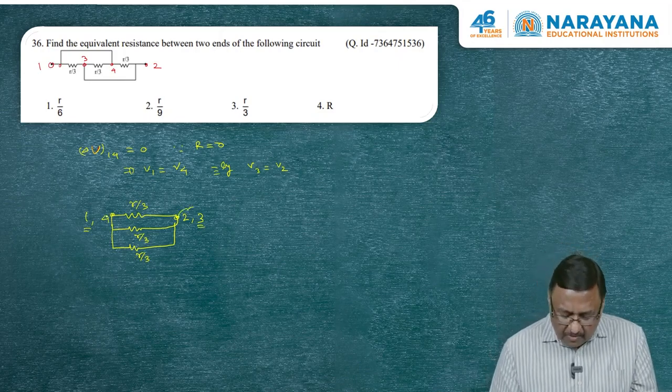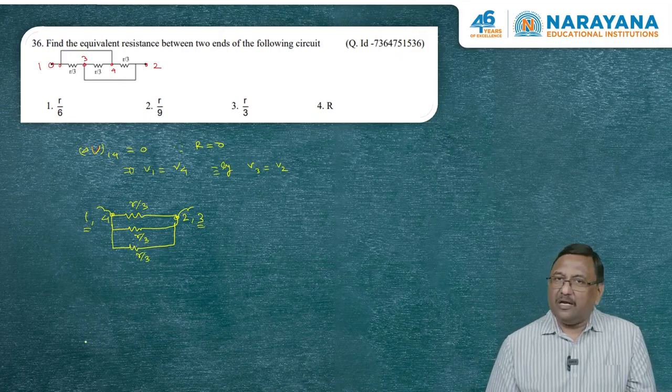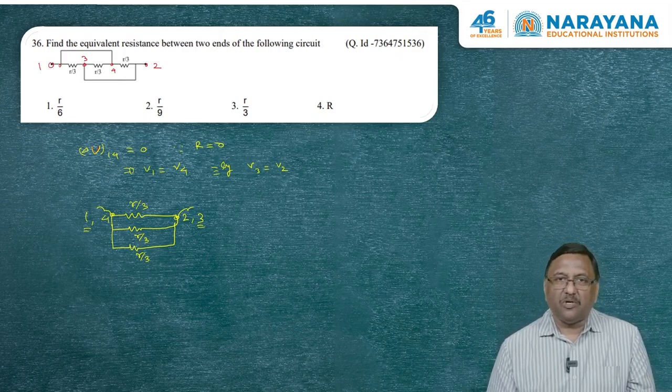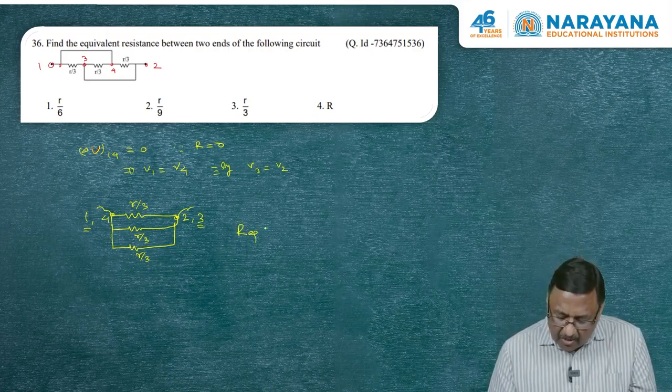So that's why I say these are my 2 points, these are my end points. R by 3, R by 3, R by 3, all are connected in parallel. You know very well 1 upon R equivalent is going to be 1 upon R1 plus 1 upon R2 plus 1 upon R3 in parallel combination. So here I can say what is my R equivalent between these two.